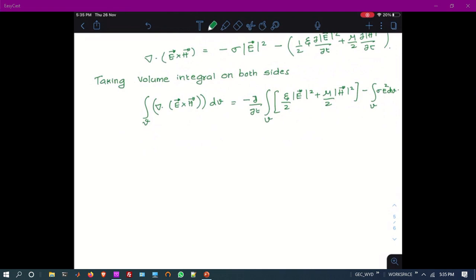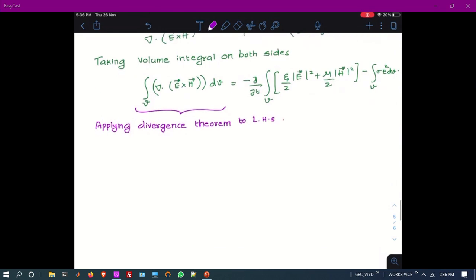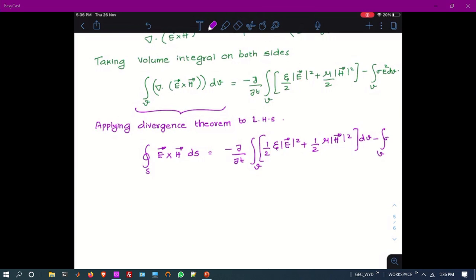Okay, and you can write this using divergence theorem. So applying divergence theorem to LHS, you get surface integral E cross H ds is equal to minus dou by dou t volume integral 1 by 2 epsilon mod E square plus 1 by 2 mu mod H square dV minus volume integral sigma mod E square dV. And this is the final expression.